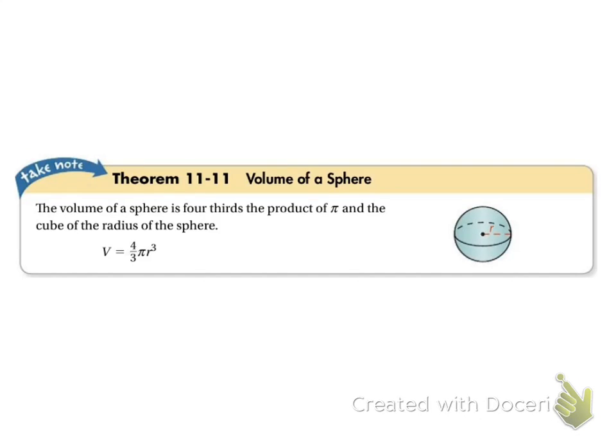This is 11.6b of geometry. So we're going to continue talking about spheres, and now we're going to talk about the volume of a sphere. So the volume of a sphere is 4/3 pi r cubed. When you're entering this on your calculator, if you don't have a calculator that you can do fractions very well with, multiplying by 4/3 is the same thing as multiplying by 4 and then dividing by 3.